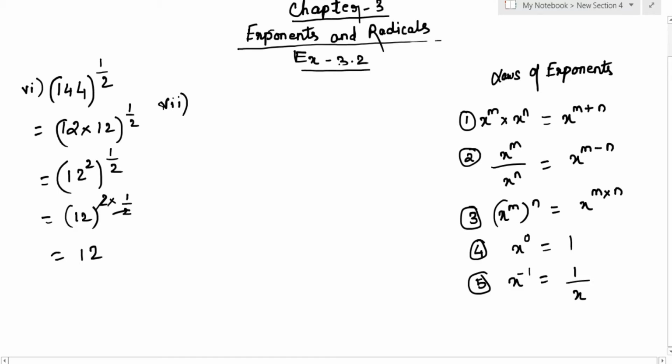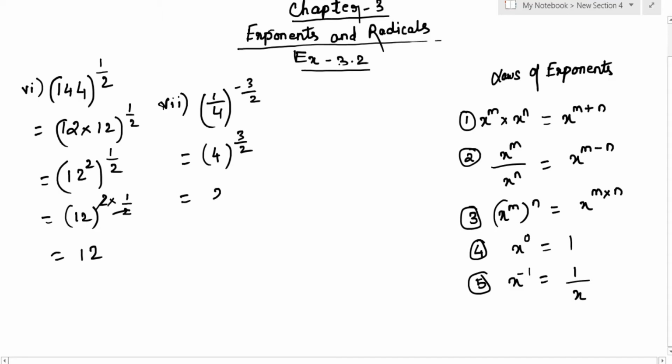Next is the seventh one. The seventh one we have is 1 by 4 whole to the power minus 3 by 2. Now again we have a negative power. You can convert it to positive by taking its reciprocal, that is 4 to the power 3 by 2.